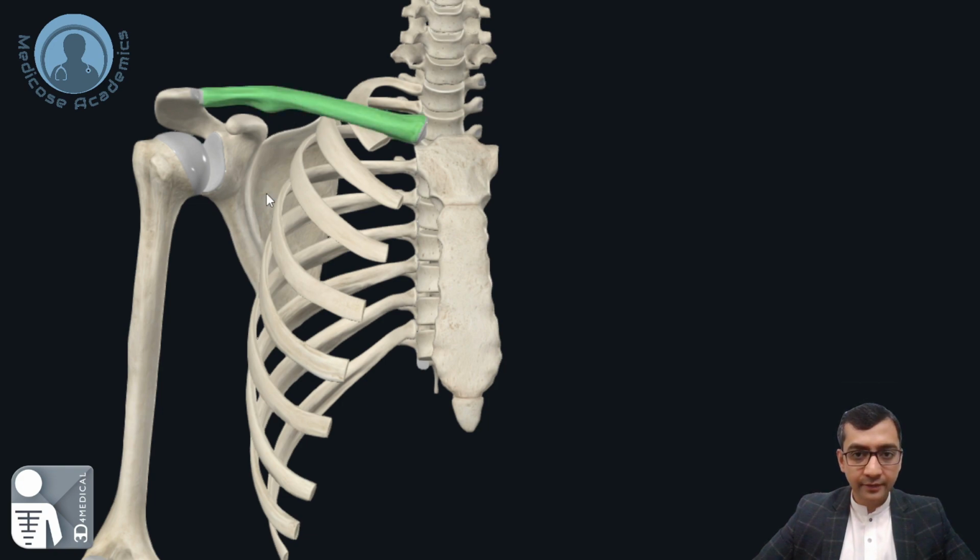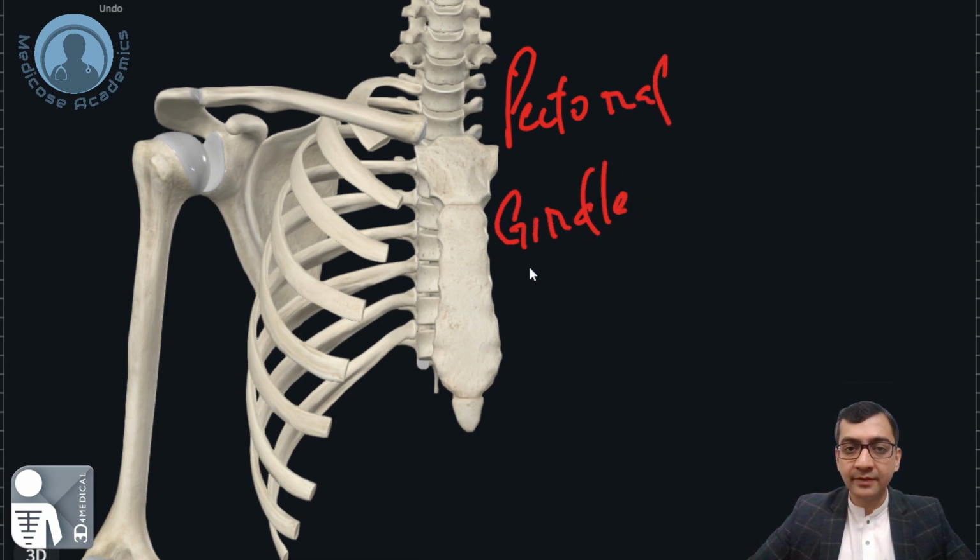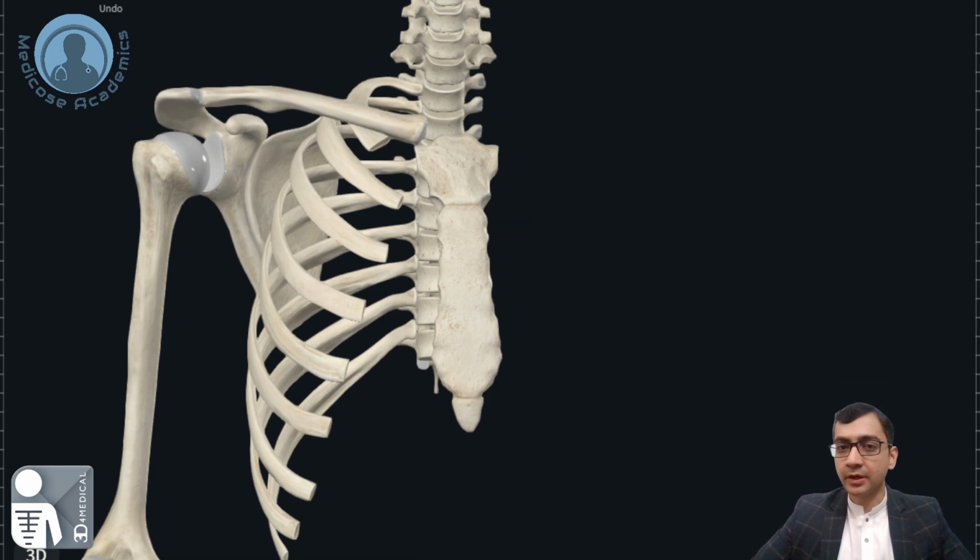So we talked about clavicle and scapula. These two bones together are called the pectoral girdle. We will compare it with the pelvic girdle that is supporting the lower limbs. So this is the pectoral girdle.